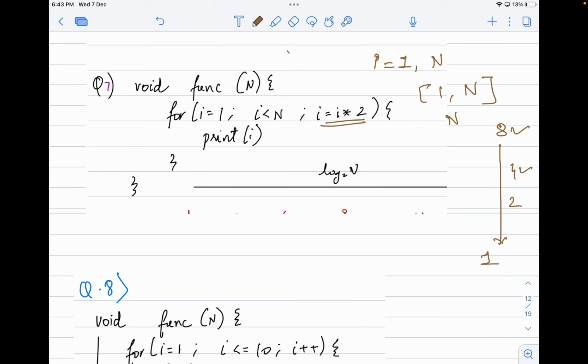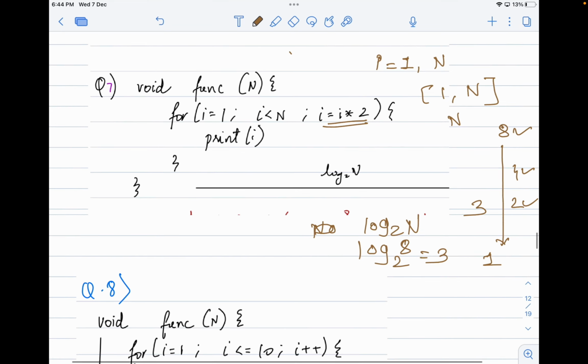How many iterations have we done? 3 iterations. That means the time complexity will be log base 2 of n for this. Just put the values. Log 2 of 8 is nothing but 3. So how many iterations will happen? Let's talk about this. Just take n as 8.